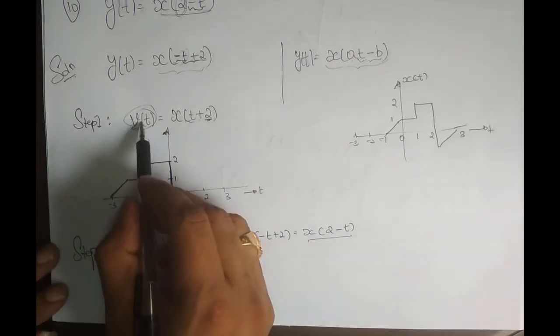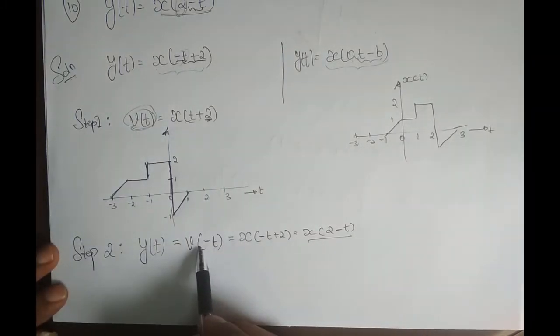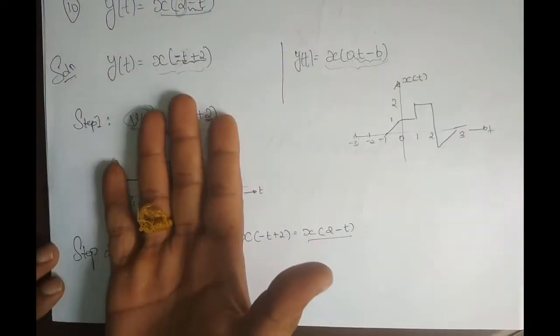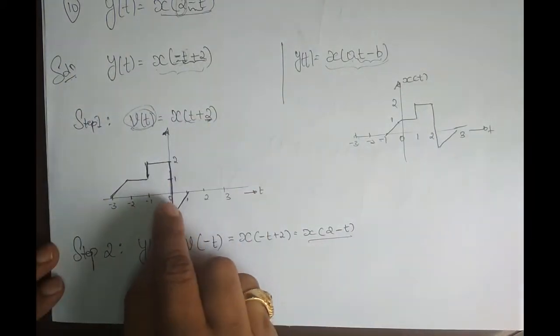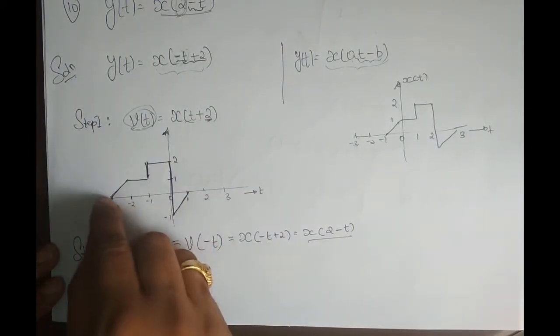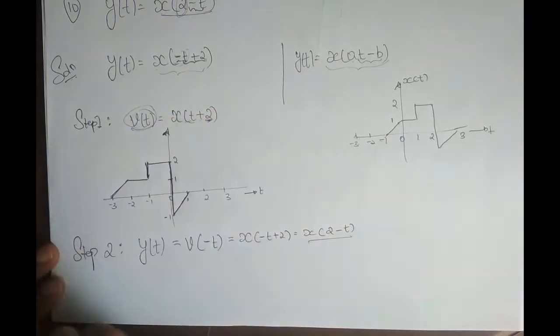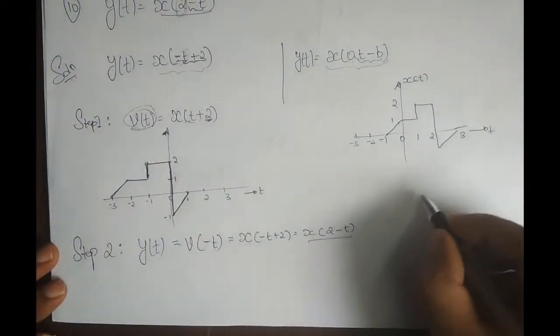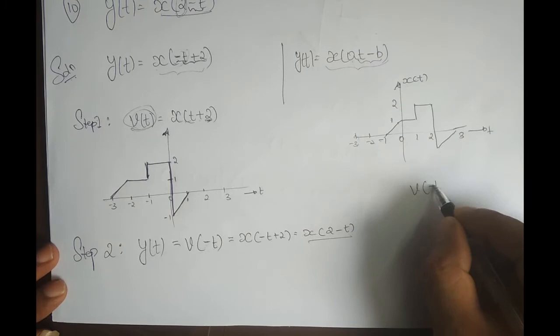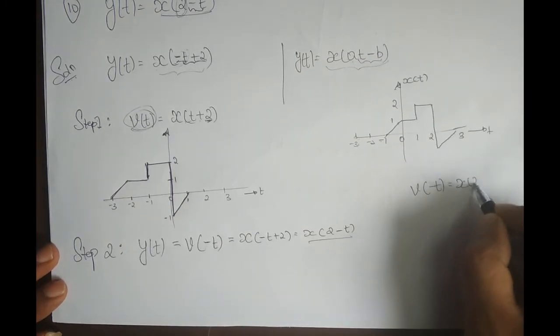So if you know v of t, which is this signal, how do I get v of minus t? It is nothing but reflection, right? So all the amplitudes in the positive side of t go to negative, and all the amplitudes in the negative side of t go to positive, right? So I will sketch it here. So v of minus t, which is equal to x of 2 minus t.